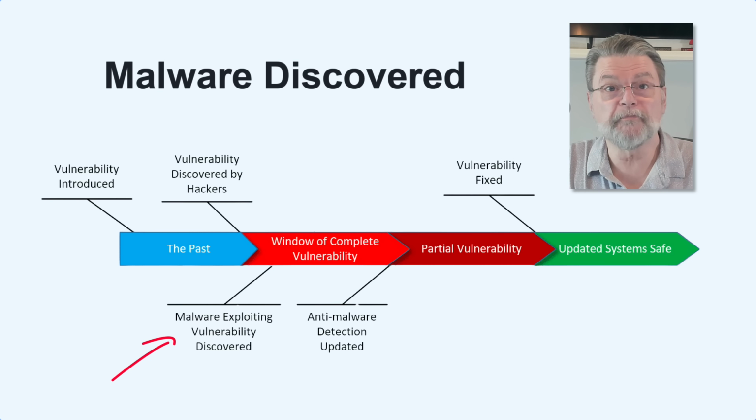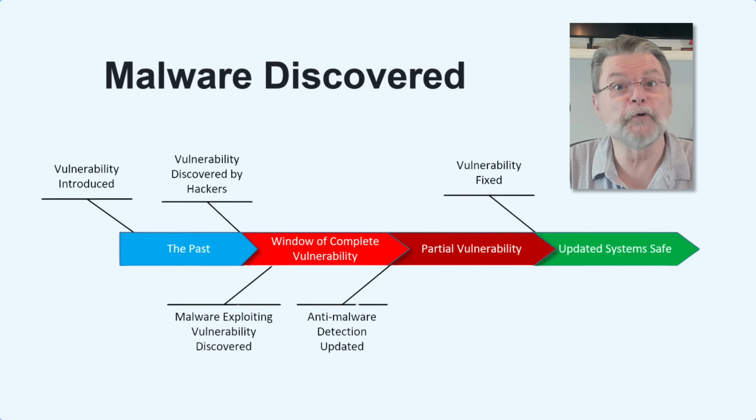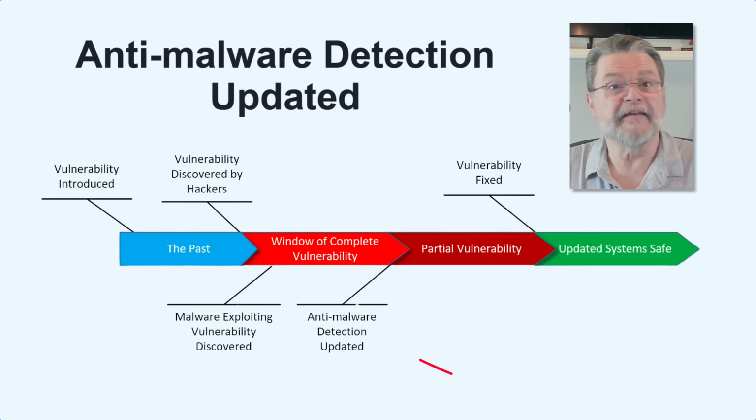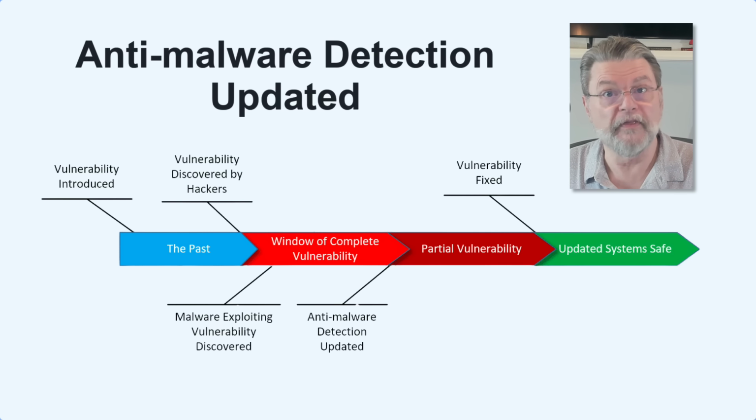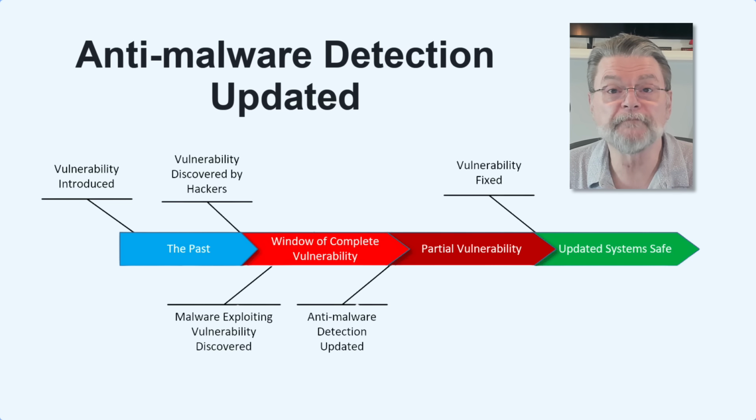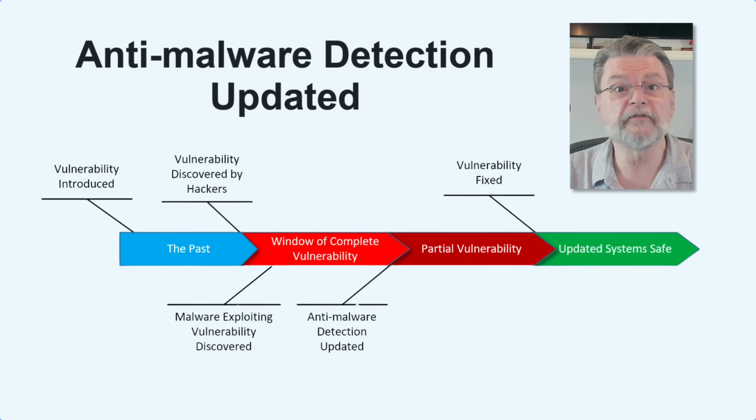Now, malware exploiting the vulnerability being discovered. At some point, the existence of the problem becomes public knowledge, usually when somebody finds and reverse engineers malware that's been exploiting this vulnerability. Anti-malware detection updated. As new malware is discovered, of course, anti-malware tool vendors add information to their databases so that the program can detect it. That's why it's so critical to keep your anti-malware databases as up-to-date as possible. Without the latest updates, your scanners won't know to detect the latest threats.